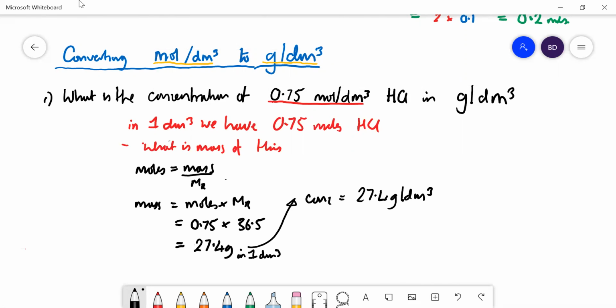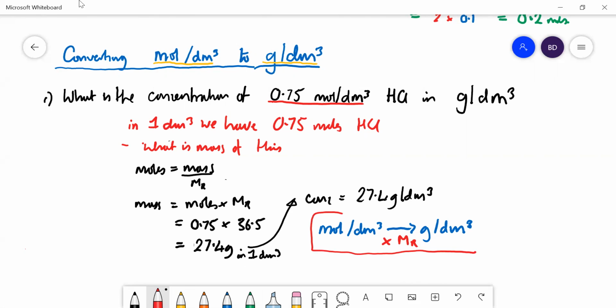So if you look at what we did there, we converted mole per decimeter cubed to grams per decimeter cubed. And what we did was we multiplied by the Mr. Okay, we'll remember that for later. I'll just grab that.